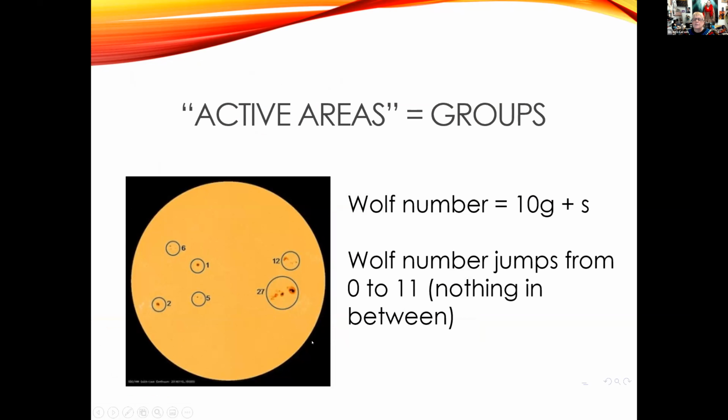Because to monitor the sunspot activity, we define something called the Wolf number. The Wolf number gives a statistical weight to the areas of activity. So we take the total number of groups, multiply it by 10, and then add the total number of spots, S. Which means that the Wolf number jumps from 0 to 11, because if there's one spot on the entire sun, the Wolf number is 10 times 1, which is 10, plus 1, which is 11.